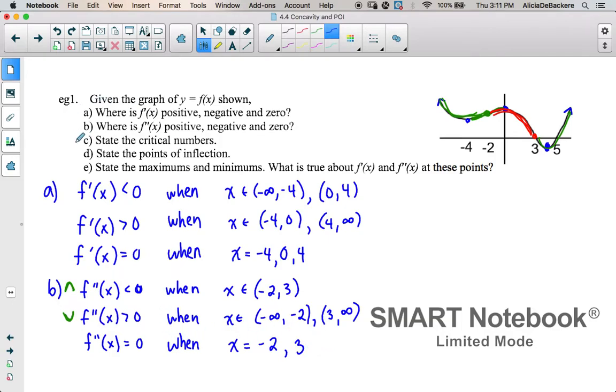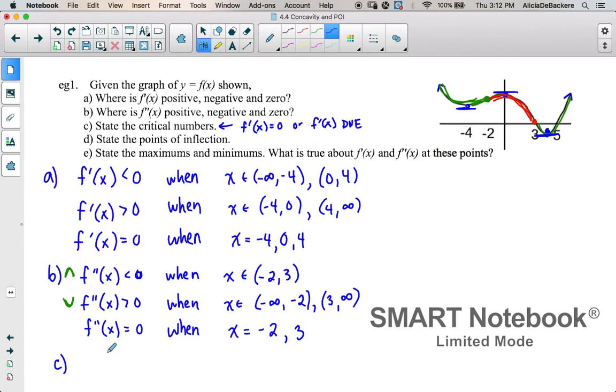All right, part C says state the critical numbers. Remember, critical numbers come from the first derivative being equal to 0 or the first derivative not existing. So we can't forget that. We're going back to the first derivative when we talk about critical numbers. So I'm looking for the flat points, remember? Flat points or vertical tangents, that kind of thing. So I see a flat point at -4, at 0, and at +4. And that makes sense because we can see some maximums and minimums there.